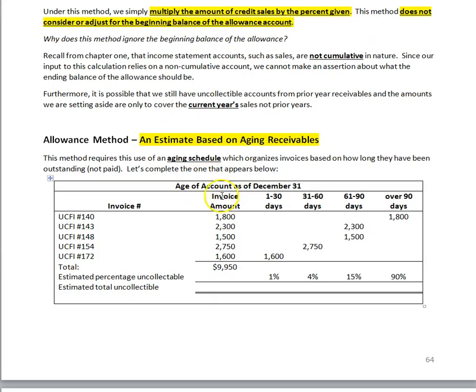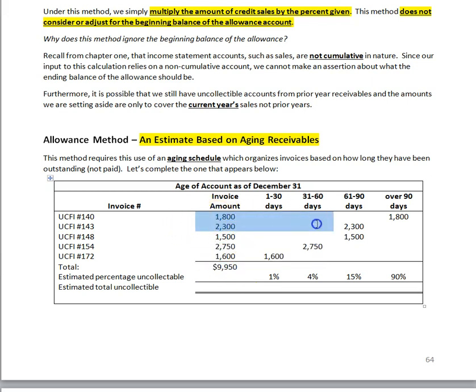This one's going to have something called an aging schedule. The theory here is that the longer that an invoice is outstanding, the less likely it is to be collected. So what they do is they list out all their invoices. Well, we get an invoice if we owe somebody else money, but we also issue invoices to bill other parties. So these are the accounts receivable invoices they issued. They have the total amount for each invoice. So the 9950 represents the total amount of accounts receivable for this business based on this schedule.